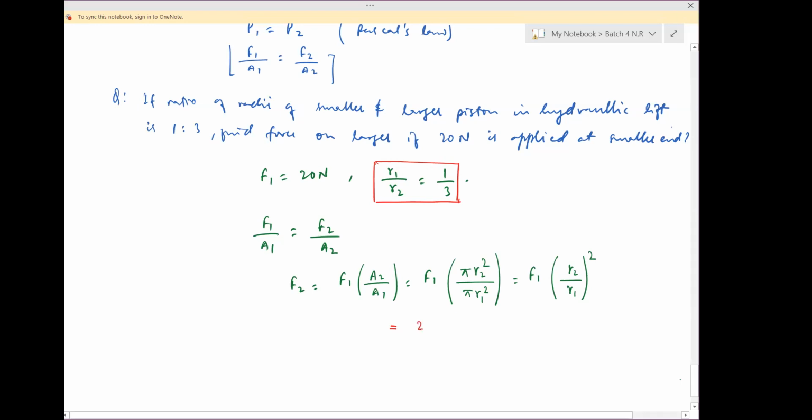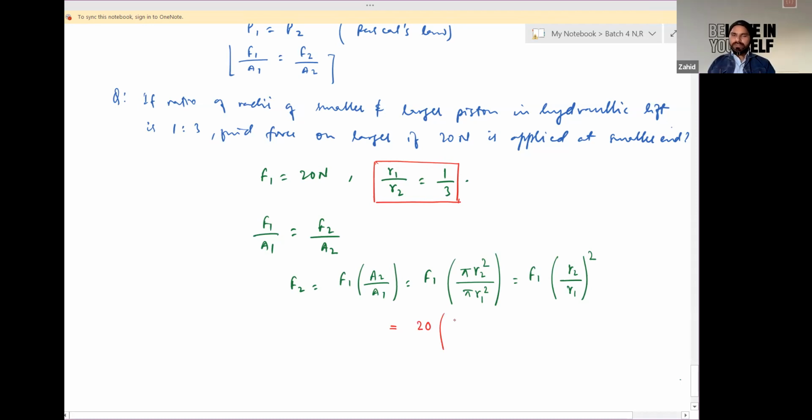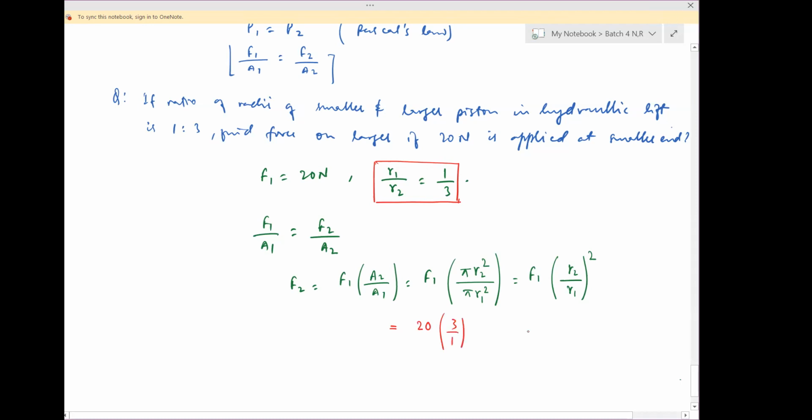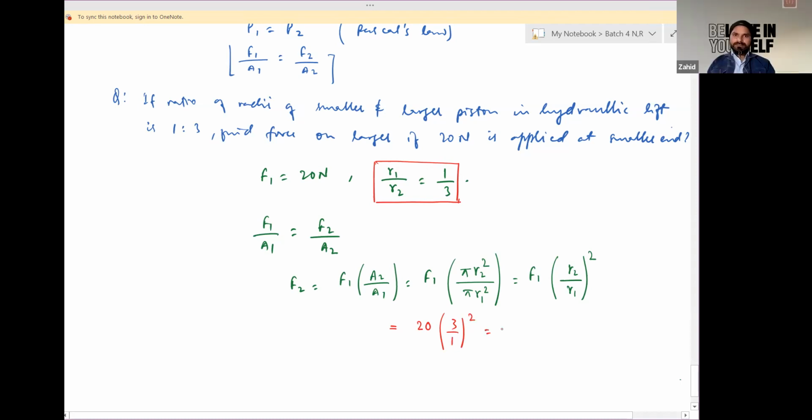F1 is 20. R2 over R1 is 3 divided by 1, squared. So it will be 20 into 3 square, which is 9 by 1. So it will be 180 Newton, which is equal to F2. Good, Raza. So just see in this part, initially we applied just 20 Newton, but at the larger piston, 180 Newton is generated. So this instrument is used to generate a large amount of force by applying just a small fraction of it. Is it clear? Yes.